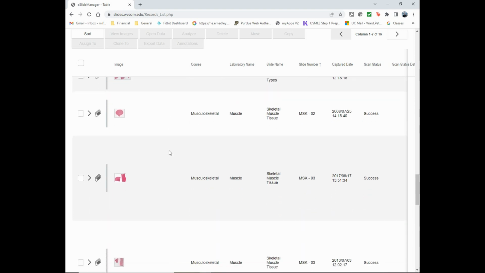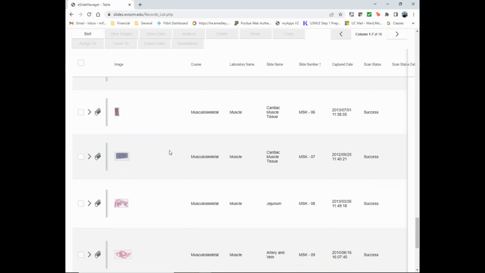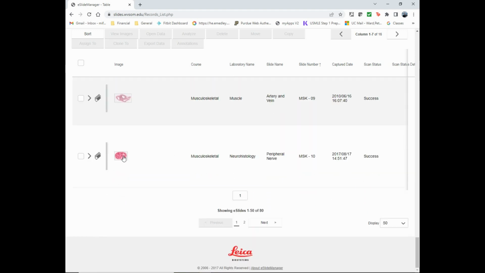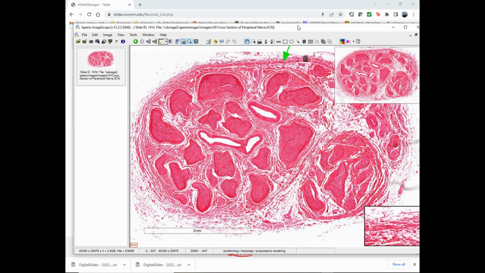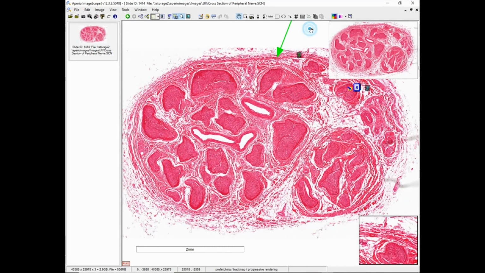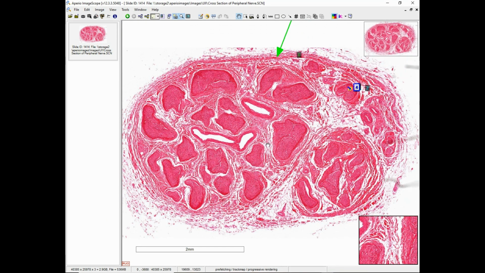So to do this, we're going to start by going down and finding a section of peripheral nerve right here. We'll open that up. And this is going to be a cross-section. So the cross-section is going to show the nerve as it was cut kind of transversely. So here we see a cross-section of the peripheral nerve. I'll just kind of get things pretty here so we can see what we're looking at.